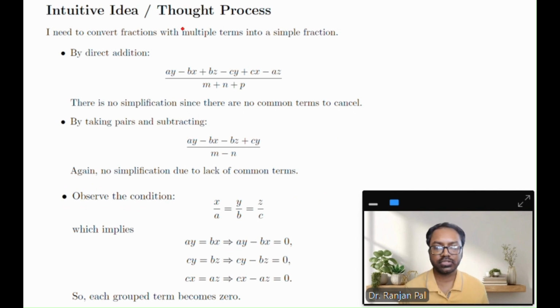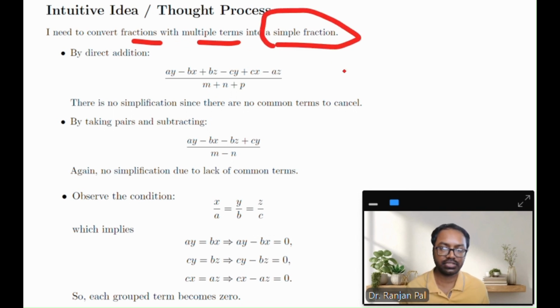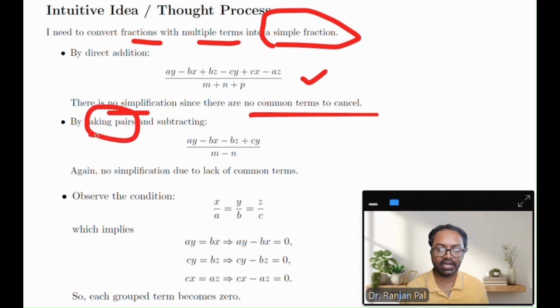So in such problems, what is the thought process that we should have before jumping into the solution? The aim is to convert the fractions with multiple terms into a simple fraction. By direct addition, if I try to apply the theorem on equal ratios and add the numerators, there is no simplification since there is no common term to be cancelled. The second intuitive idea is, what if I take pairs and try to subtract? Even that doesn't help me out.